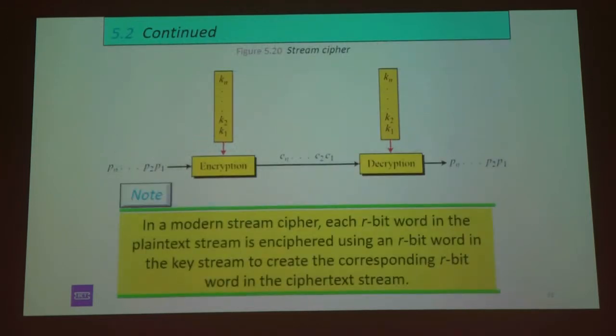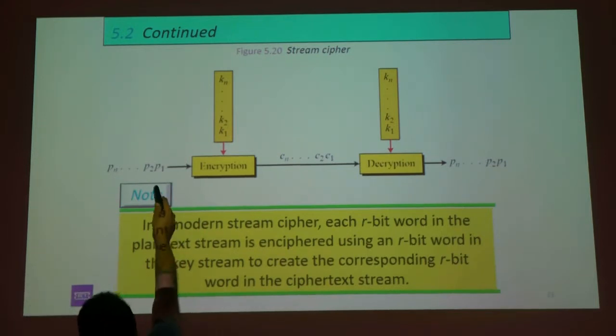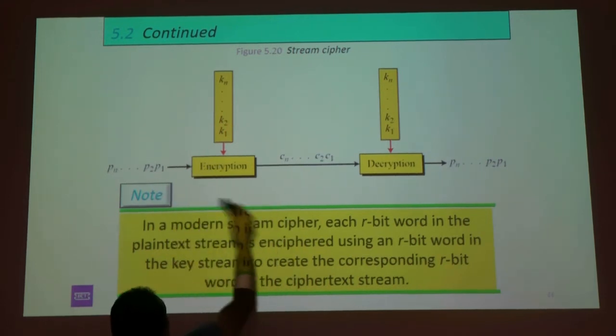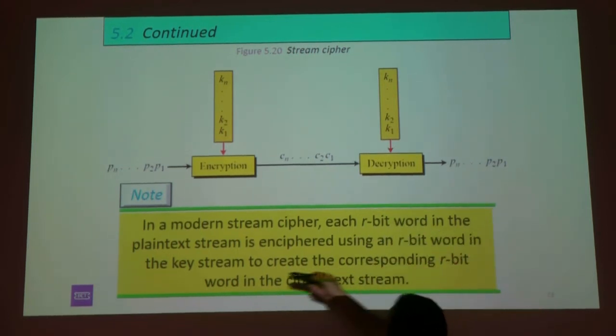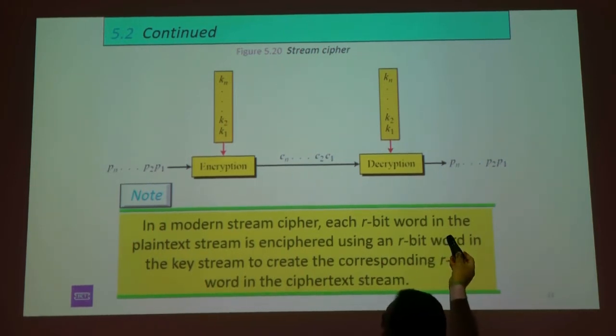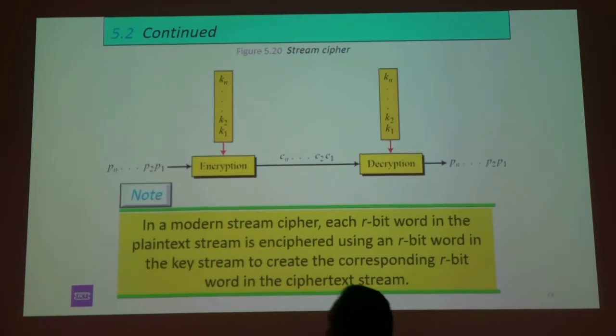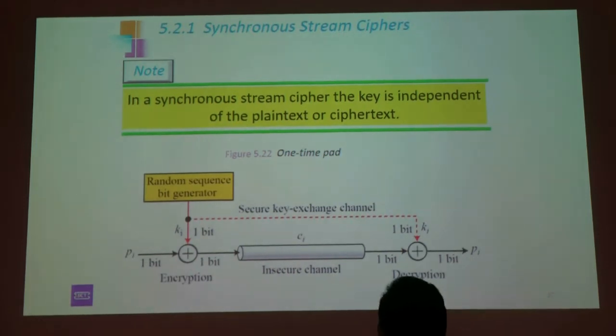So basically, as you go in a stream cipher, you have multiple keys. The key will be generated. It's not like a fixed key shared, it will be generated as you go. So for example, to encrypt P1, you have key 1, P2, key 2, and so forth. In the modern stream cipher, each R-bit word in the plain text stream is enciphered using an R-bit word in the key stream to create the corresponding R-bit word. We'll have real examples later when we advance in the course, okay?